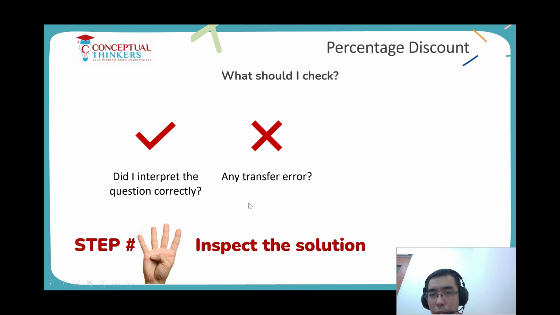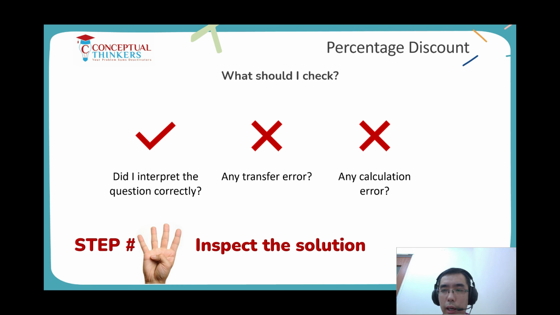Next, did you make any transfer error? Did you actually use a wrong number? For example, you see 10 but you write 20. So that is something that is important to look at. And if you have made any calculation error, you can try to punch your calculator again to see whether all the calculation makes sense to you.